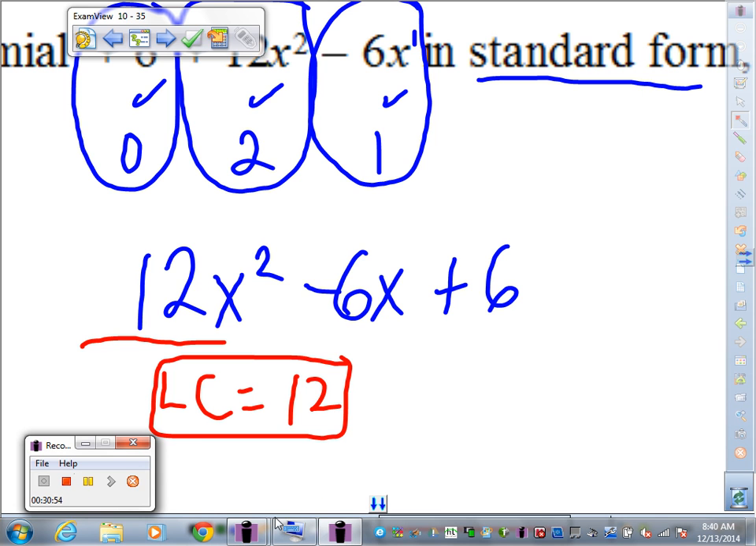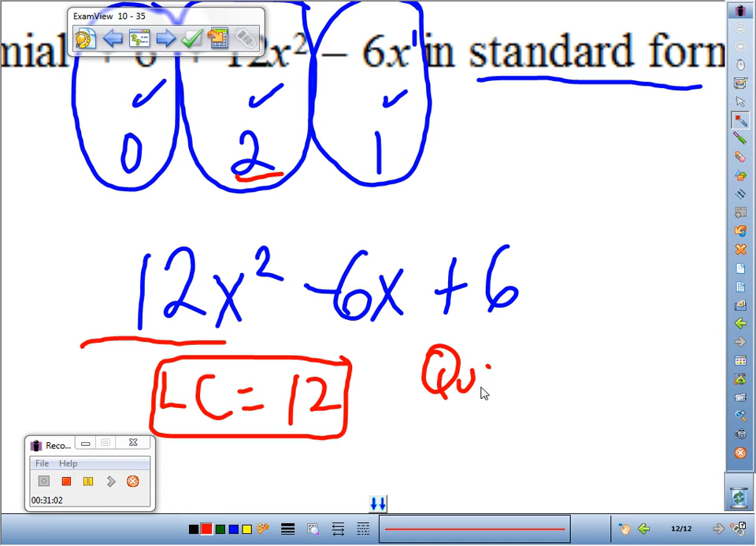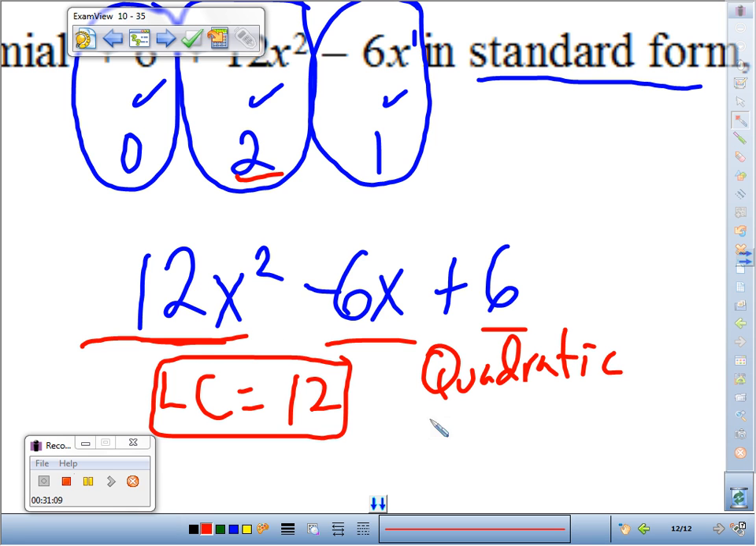Alright, here we go. So now let's classify this. What is the highest degree? 2, so this is a quadratic. How many terms? 1, 2, 3. This is a trinomial. Once again, in regards to degree, if it's 0 degree, the highest is 0, this is a constant.